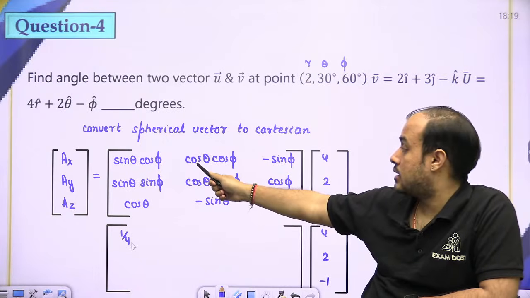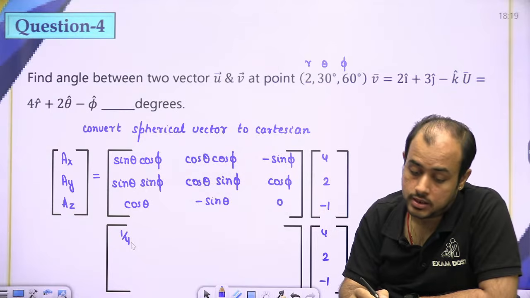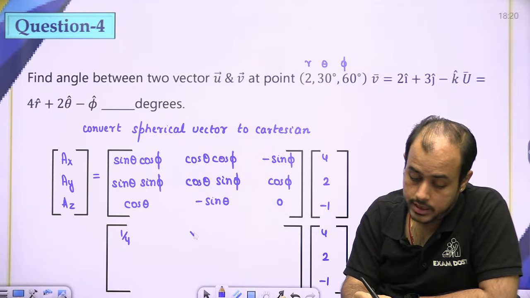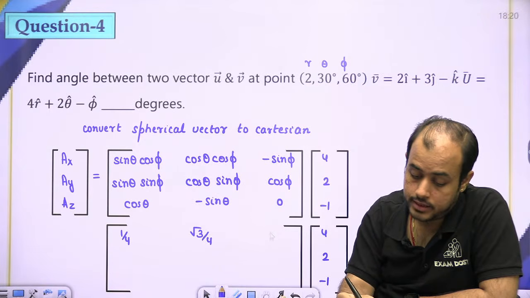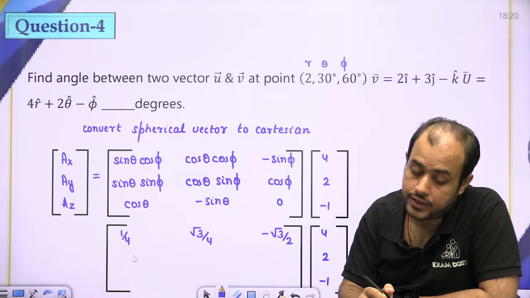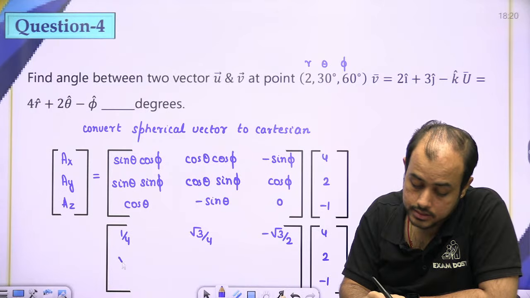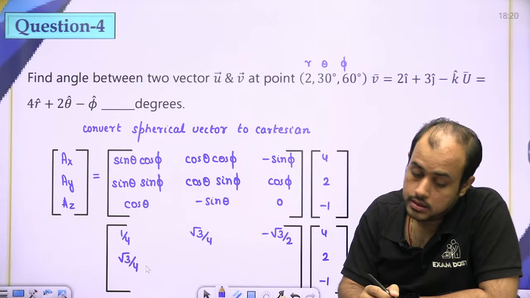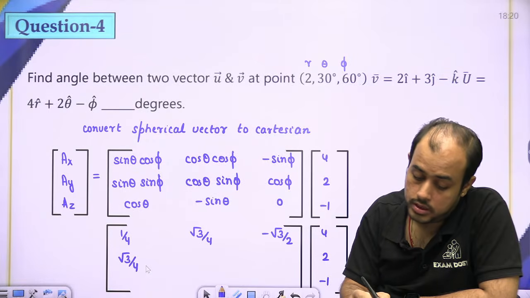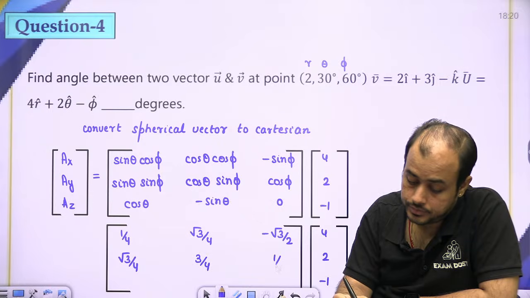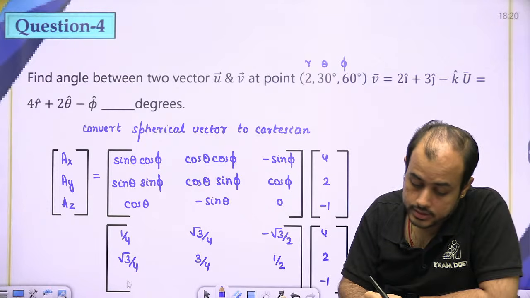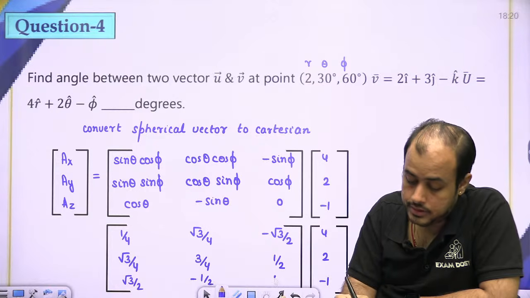So sin theta cos phi is 1 by 4. Cos theta cos phi root 3 by 4, minus sin phi. Okay, sin theta sin phi, sin 30 sin 60. Then cos theta cos phi, root 3 by 2 and root 3 by 2, 3 by 4. Cos phi, cos theta cos 30 is root 3 by 2, minus half.